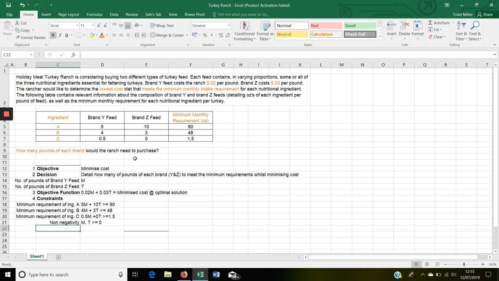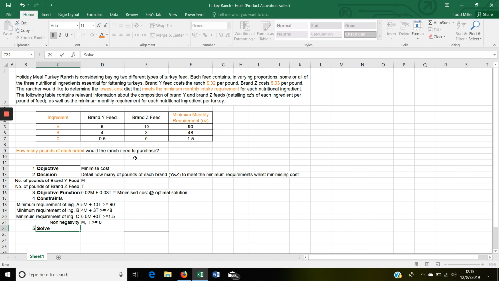The other one is integer. Does it detail that the amount of pounds of brand Y or brand Z has to be a whole number? Well, no, it doesn't. So we assume, therefore, that we could have 1.2 pounds or 3.5 pounds. So we shall not include our integer constraint. There are our constraints. Now we know that we can move on to solving.